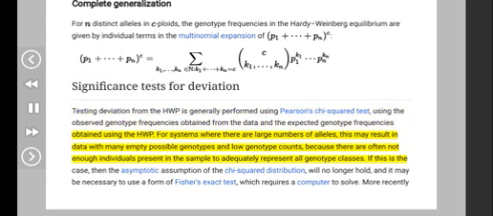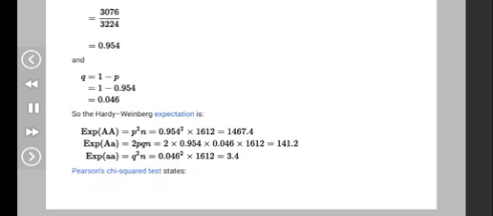For systems where there are large numbers of alleles, this may result in data with many empty possible genotypes and low genotype counts, because there are often not enough individuals present in the sample to adequately represent all genotype classes. If this is the case, then the asymptotic assumption of the chi-squared distribution will no longer hold, and it may be necessary to use a form of Fisher's exact test, which requires a computer to solve. A number of MCMC methods of testing for deviations from HWP have been proposed: Guo and Thompson, 1992, Wigginton et al.